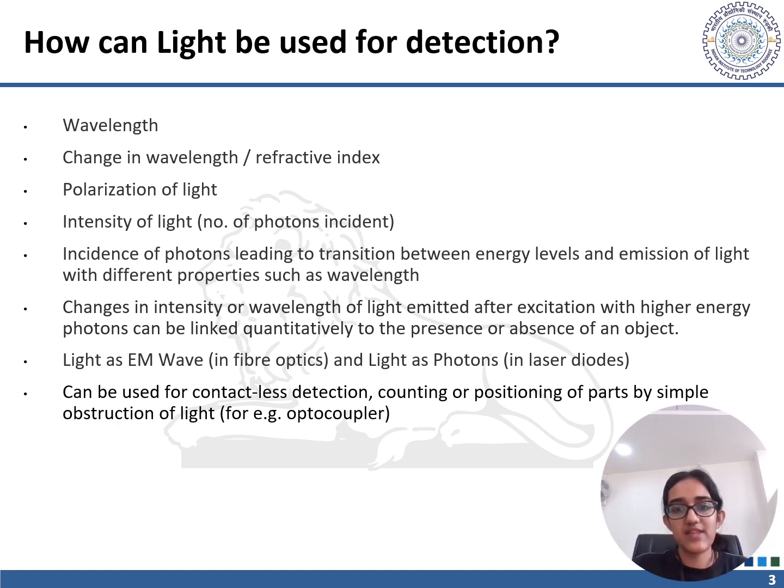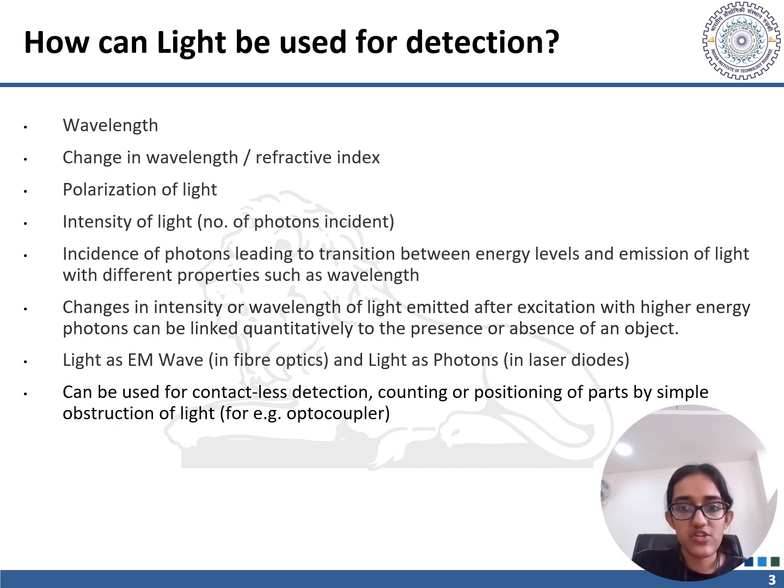Now, in case of optical sensors, as the name suggests, we use light. Light has a lot of physical properties which we can exploit to be used as a sensor and for detection. So what are these properties? One is, of course, wavelength of light. And wavelength, as you know, is related to the refractive index of a material. So if the refractive index of the material changes, then there's a change in the wavelength of light. If the light is in an environment where there happens to be a change in the wavelength and we can detect that, that can be used as a sensor.